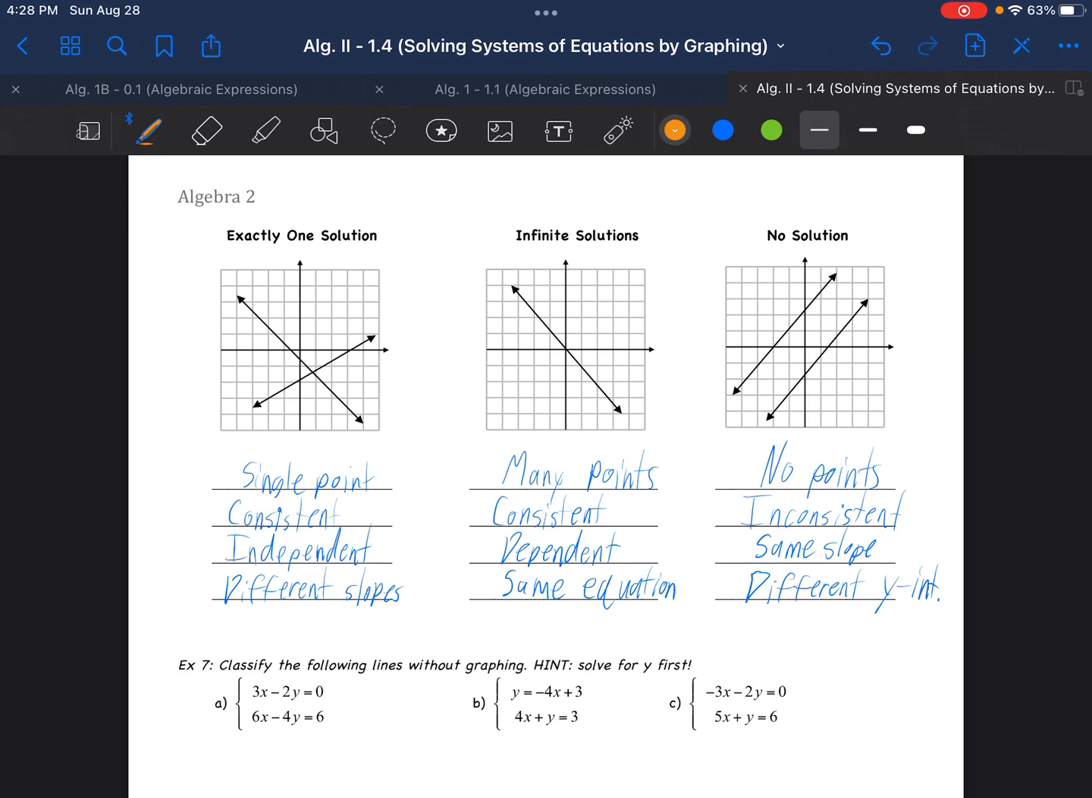Now I'm going to put a little thing here saying, hey, these are the classifications, and this is how you can tell them apart with the equations. Without even seeing the graph, you can tell what kind of solution you're going to get or what kind of system you're going to have as far as these classifications, just with the equation, not even looking at the graph.